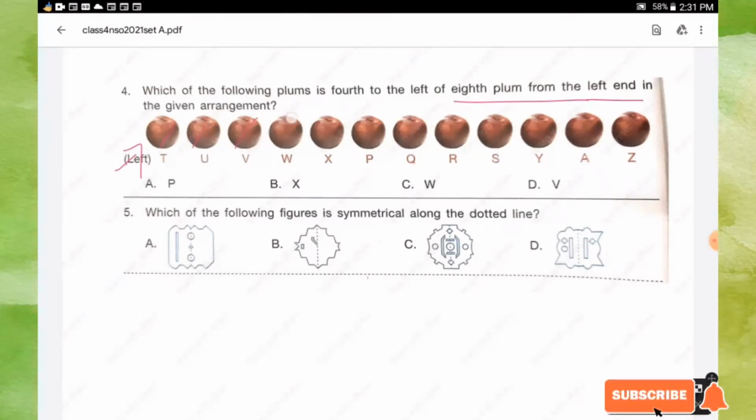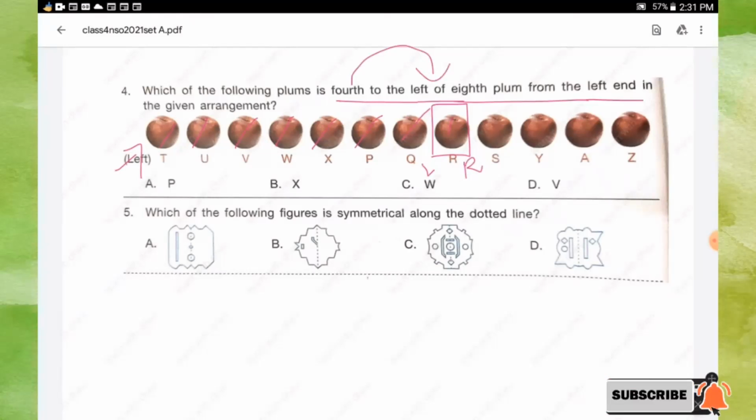1, 2, 3, 4, 5, 6, 7, 8. So this is the eighth plum from the left end. Again, fourth to the left of the eighth plum. This is the left side of the plum and this is the right side. So the question is fourth to the left of the eighth plum. Fourth means again 1, 2, 3, 4. So this is the fourth to the left of the eighth plum from the left end. So your answer is option C.